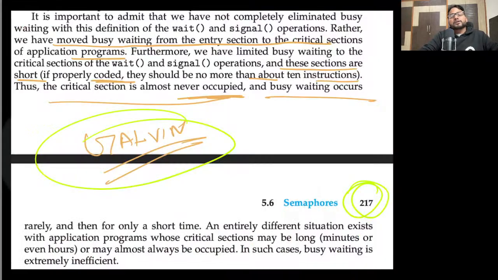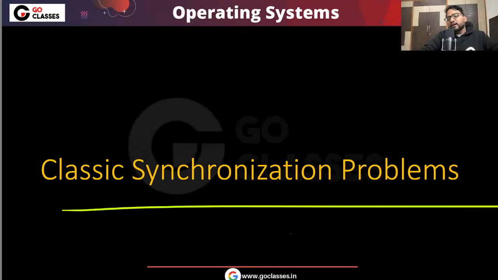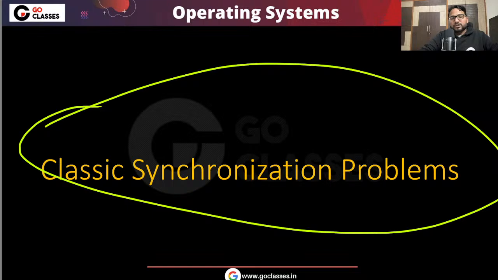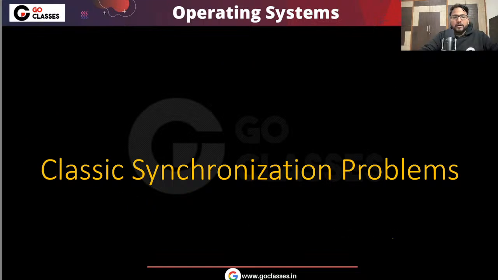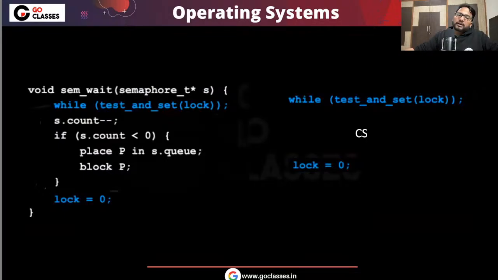Okay, great. So let's just do one thing. We will start the classical synchronization problems in another session. Hope you really understood what most aspirants don't even bother about, because in GATE they can definitely ask who is implementing this race condition.